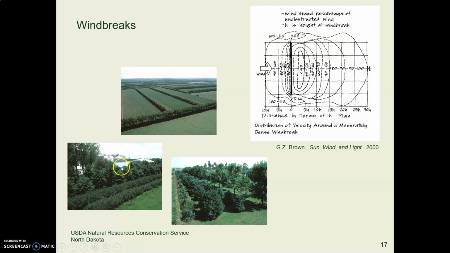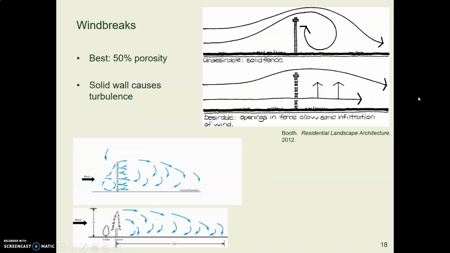And you notice that they are planted in layers with space between them and varying heights. The reason for that is that you slow wind better. Well, here's a diagram. If your wind barrier has pores in it, has holes in it.